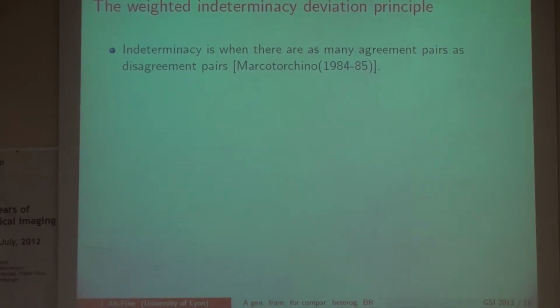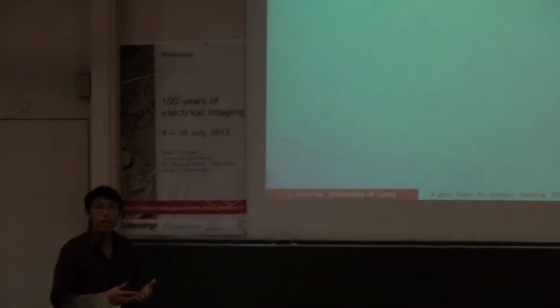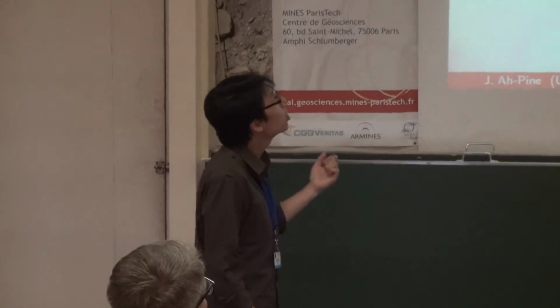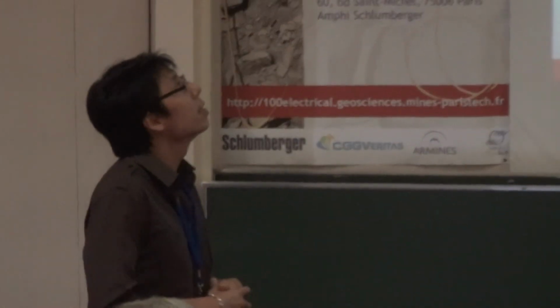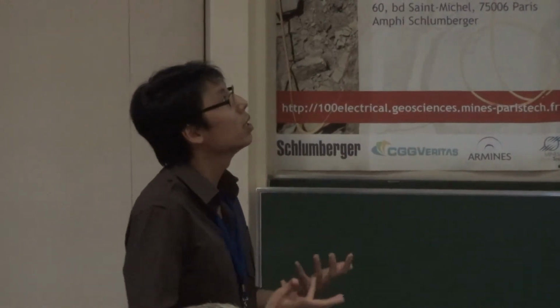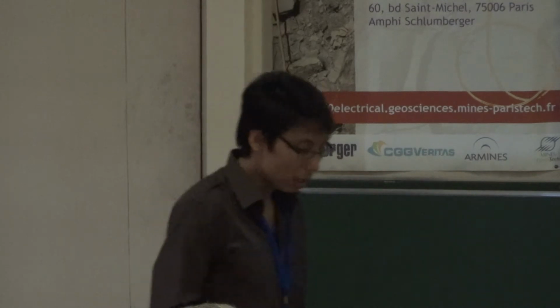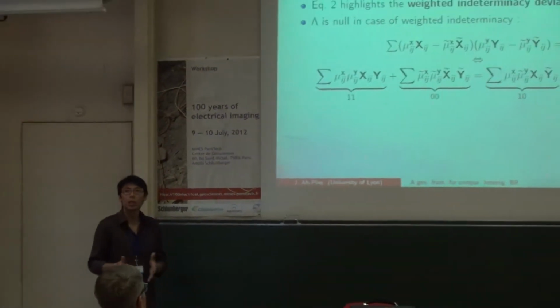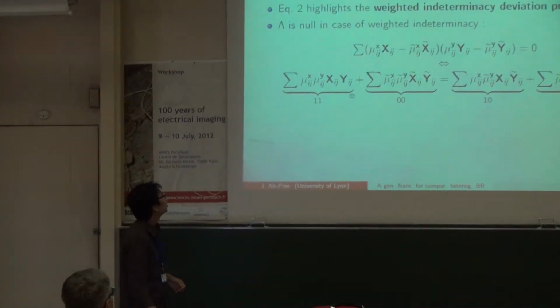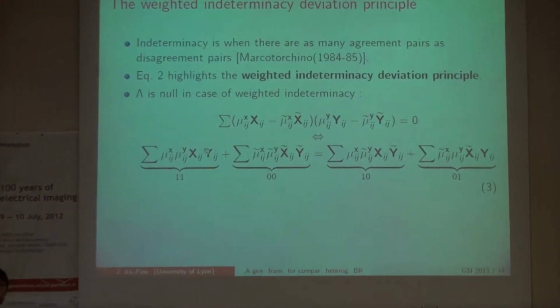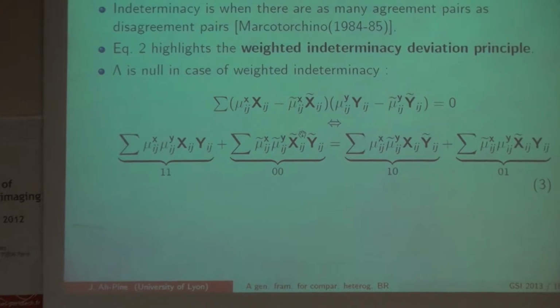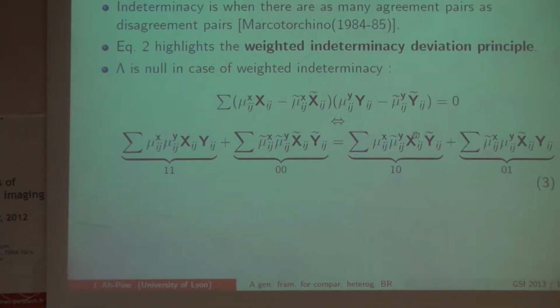Indeterminacy: we talked about this fundamental concept previously, but typically it's when there are as many agreement pairs as disagreement pairs. In this formulation of lambda, we can see that there is another kind of concept, which is the weighted indeterminacy deviation principle. If we look at the numerator of the previous equation and when it equals 0, we have this identity. Lambda will be equal to 0 when the weight associated to positive agreements plus the weight associated to negative agreements equals the weight associated to the disagreements.